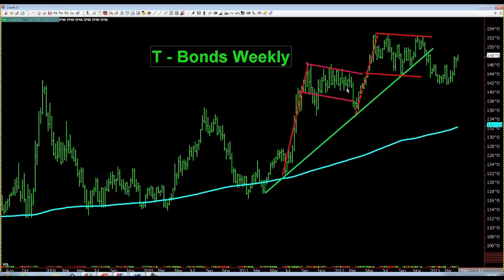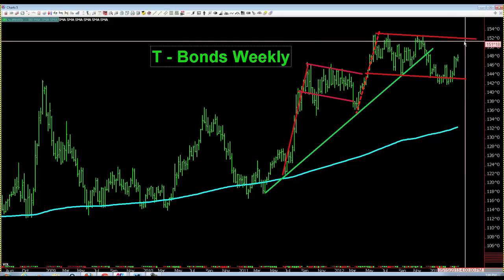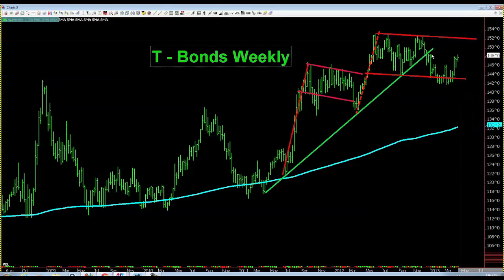Well, if this is a flag, it sort of looks like what happened here. It fell out a little bit and then took off. It fell out of that flag a little and then took off. So here, it fell out of the flag a little, but it's now starting to take off. So is this a repeat?